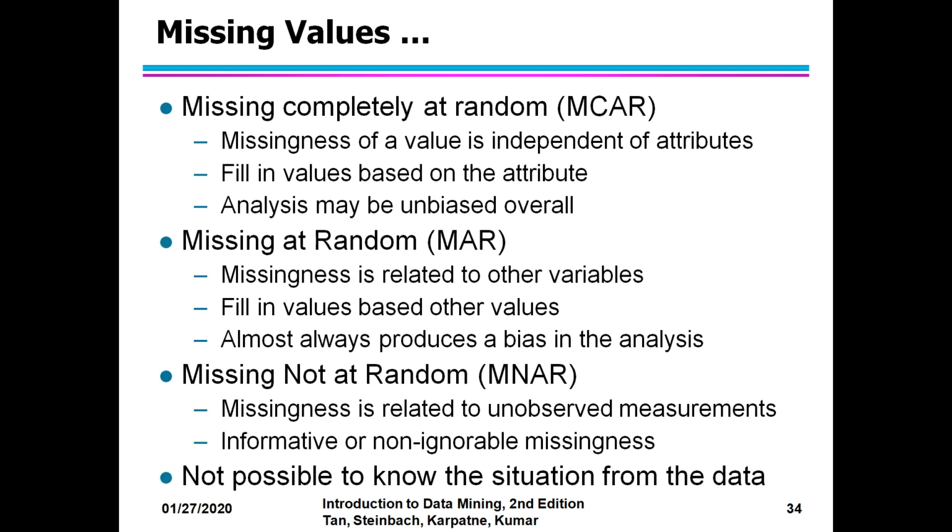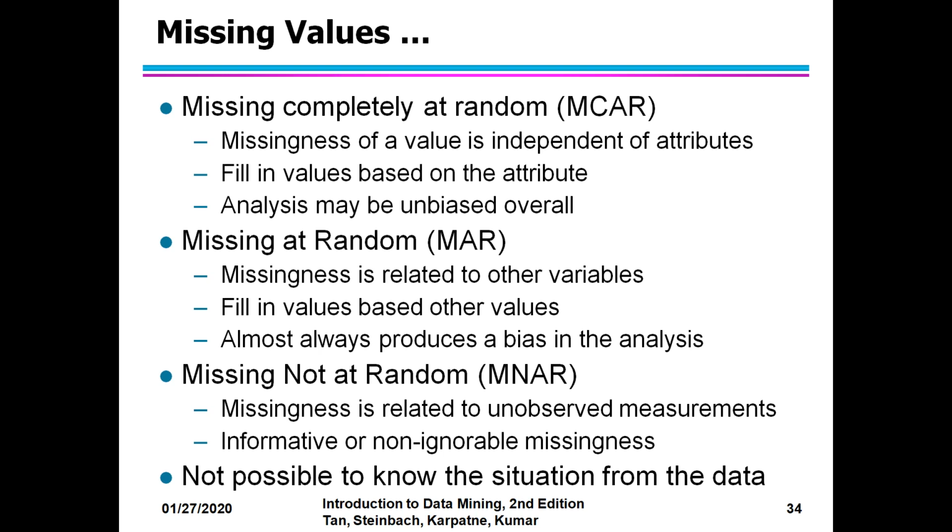So there are three different types of missing values: MCAR, MAR, and MNAR. MCAR is missing completely at random. Missingness of a value is independent of the attribute. Fill in values based on the attribute. So if a particular attribute is missing, based on the previous values, fill in the value of the attribute. Analysis may be unbiased overall.